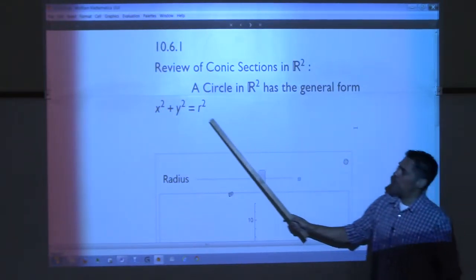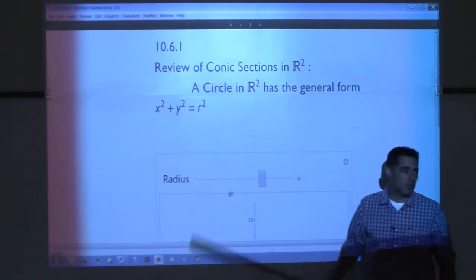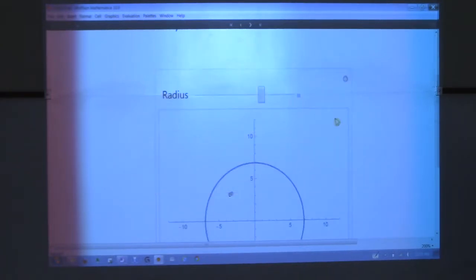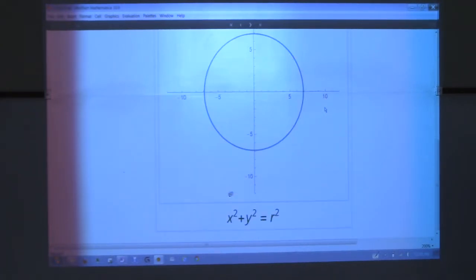A circle. The standard equation for a circle is x squared plus y squared equals r squared. There, the circle is centered at the origin, right? That's the standard formula for it. Circle, yay. All right, move on.